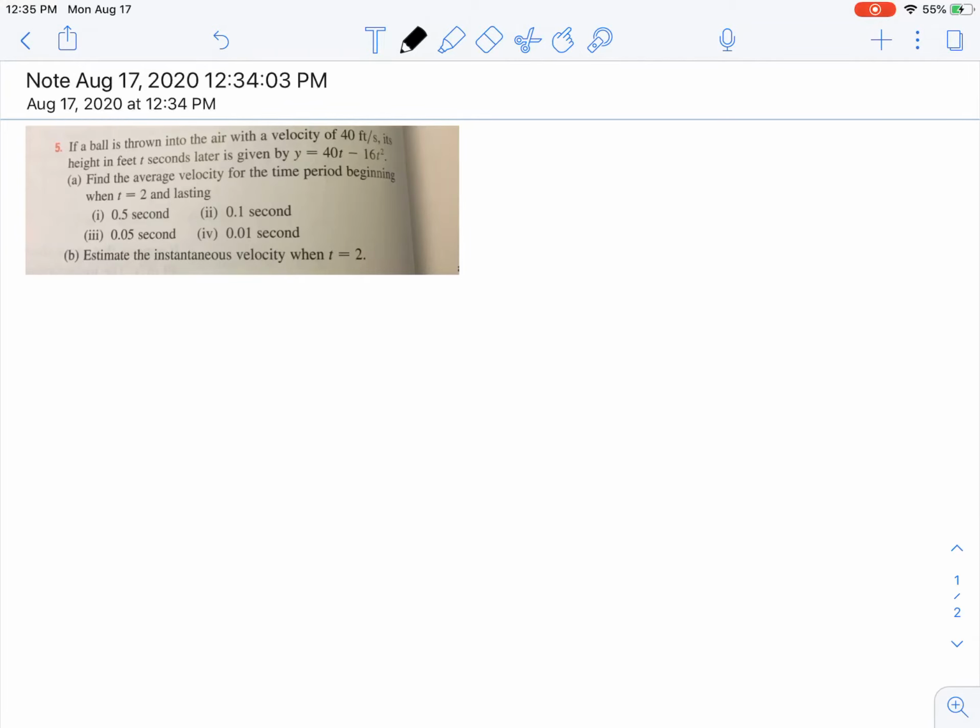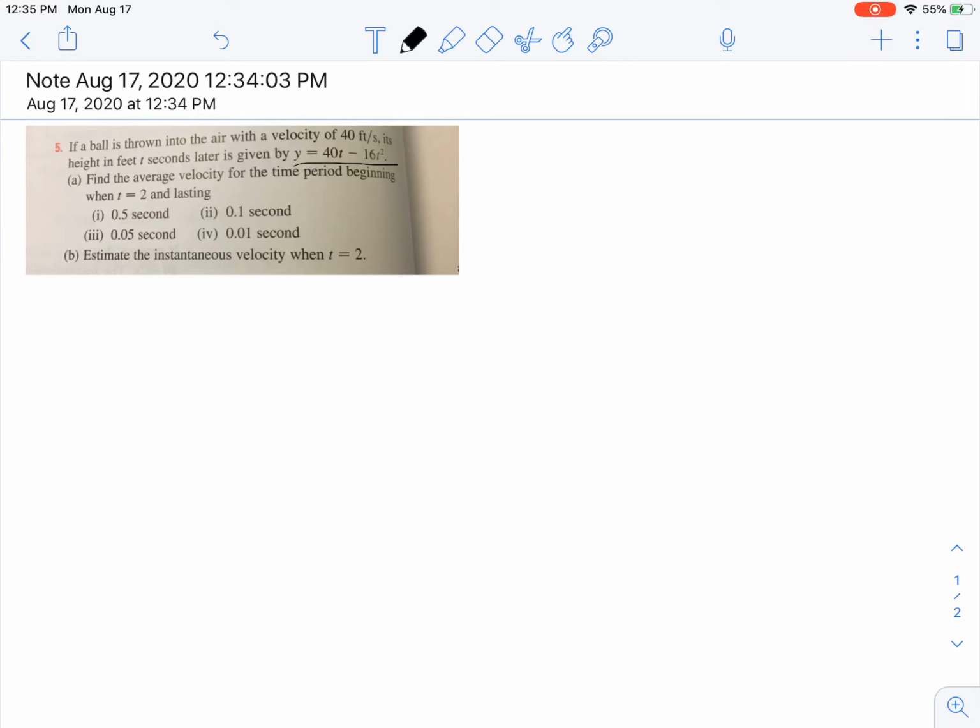All right, let's look at problem 5 from section 2.1. A ball is thrown into the air with a velocity of 40 feet per second, and its height in feet t seconds later is given by this equation here. We're supposed to find the average velocity for these various time periods.